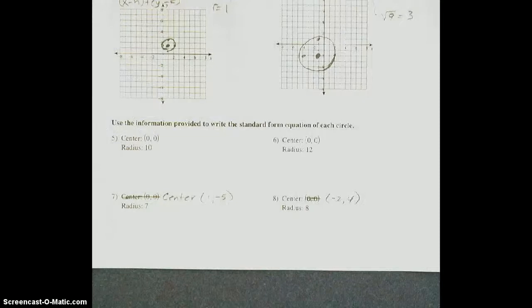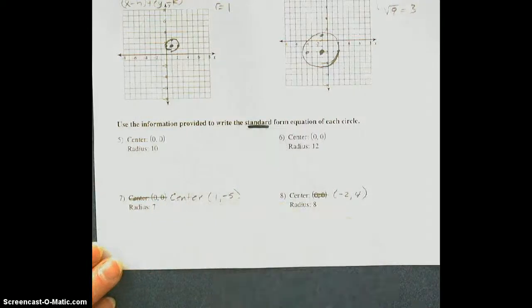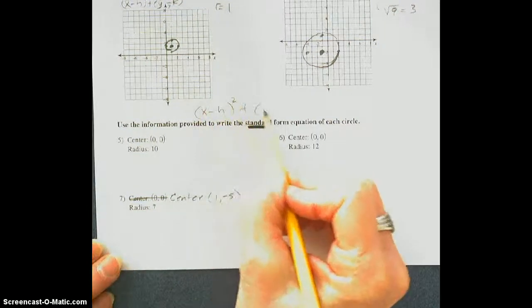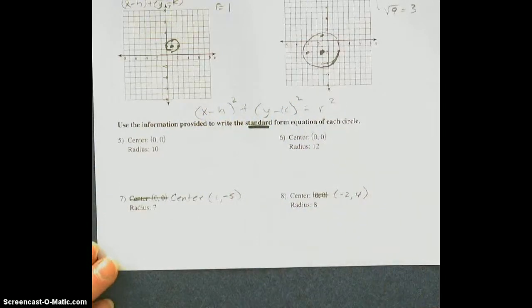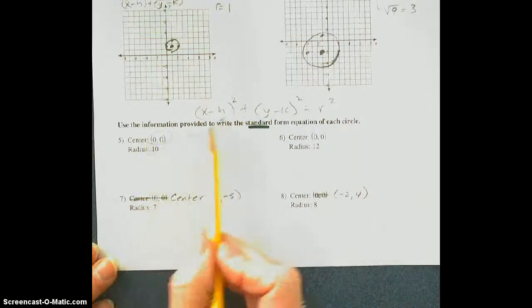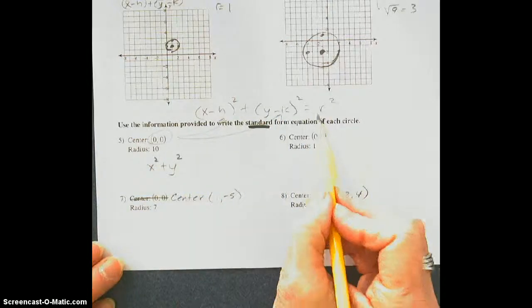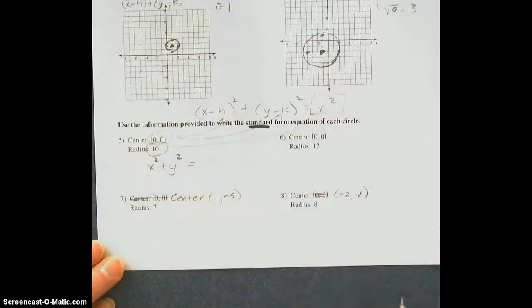The second type of problems are what I call backwards problems. I will give you some information and I'll ask you to write the standard form of the equation. So the standard form again is x minus h quantity squared plus y minus k quantity squared equal to the radius squared. So when we're writing out these points, if we have 0, 0, those are just 0, 0, so we just have an x squared plus a y squared. And then the form is the radius squared. So you'll have to square that number. 10 squared, you should know, is 100.